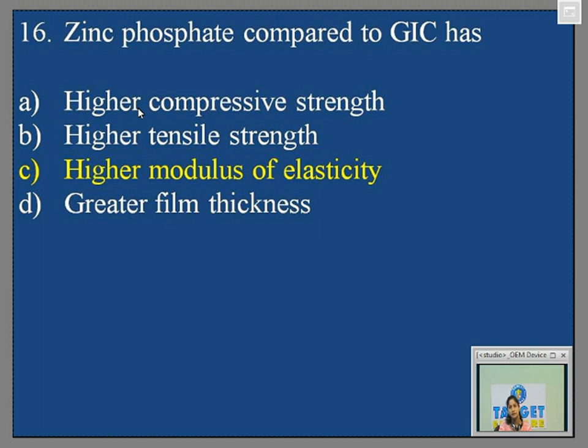What is the ideal specification that is given by ADA? Does anybody know? The minimum required film thickness according to ADA specification is how much? It is 25 microns. Okay. The ADA specification for film thickness for dental cements is 25 microns. Zinc phosphate is 20 microns and GIC is 24.